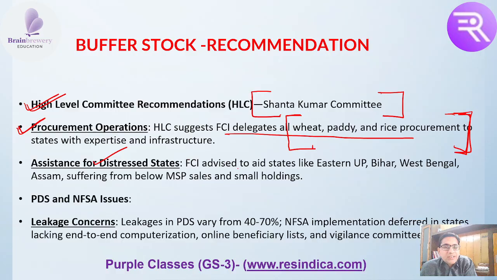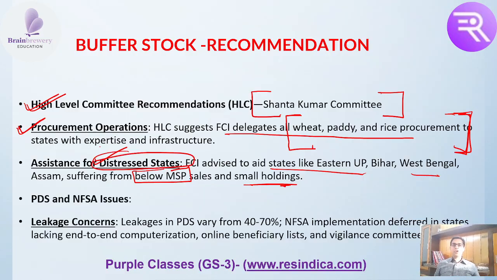Then assistance to the distressed states. FCI advises 8 states like Eastern UP, Bihar, West Bengal, who suffer from below-MSP sales and small holdings. So distressed states have to be provided a lot of support with this buffer stocking. Government should take control of the buffer stocking from the distressed states.